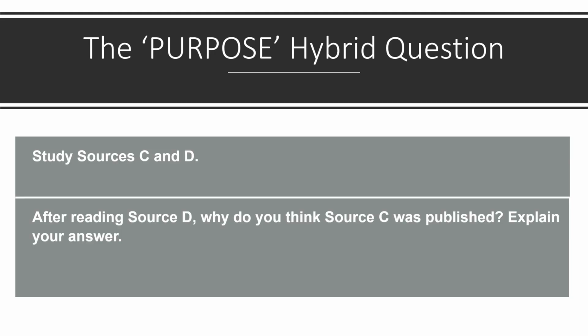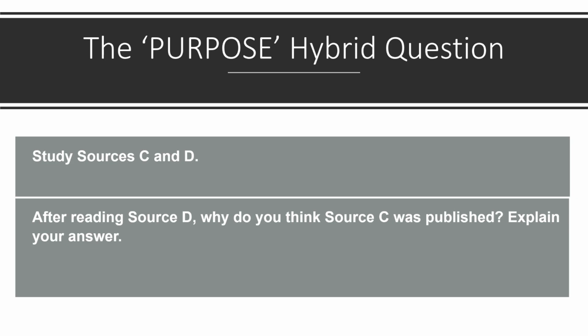So the purpose hybrid question looks like this on the screen. You could take 10 to 20 seconds just to read the question and get used to how it's phrased, as well as how it is slightly different from other hybrid questions that you've been doing, like the proving ones. The purpose hybrid question starts with requiring you to study sources C and D. And it reads like this. After reading source D, why do you think source C was published? Explain your answer.